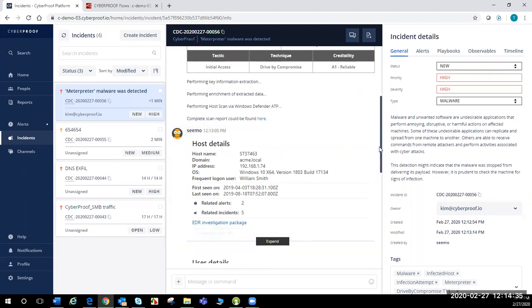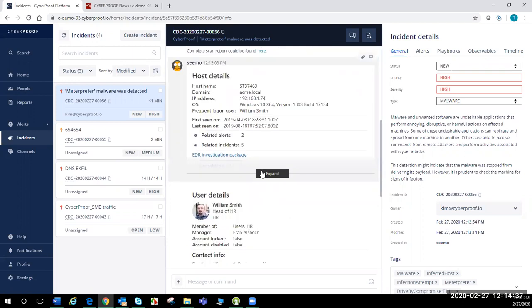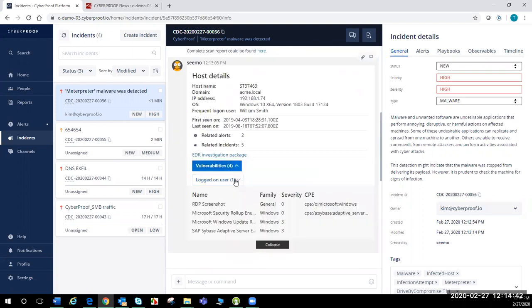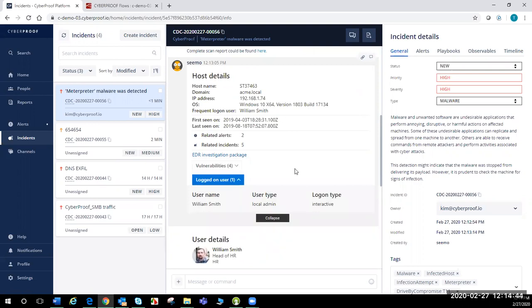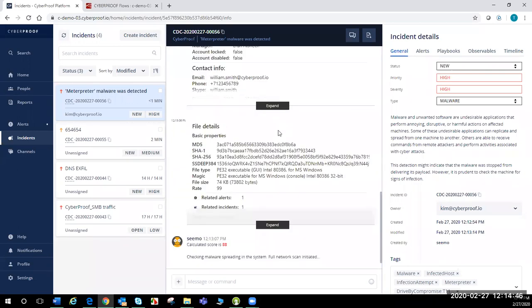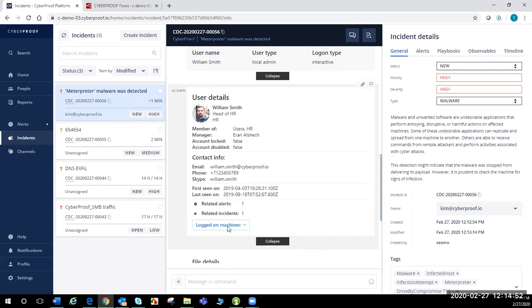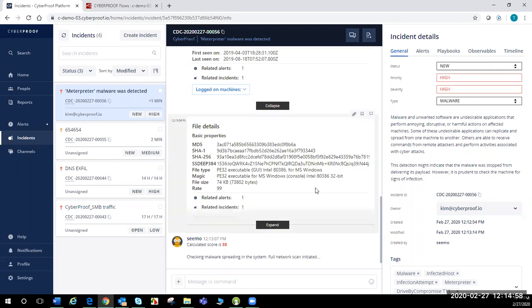He's providing details around the host, and you can see he's providing the information around the EDR package, letting us know the vulnerabilities in there, which user was associated with it. He then goes to that specific user to gather information from him to see if maybe this is something that has happened, are there related incidents, and what machines is he logged into to see if maybe there's a spread that way.